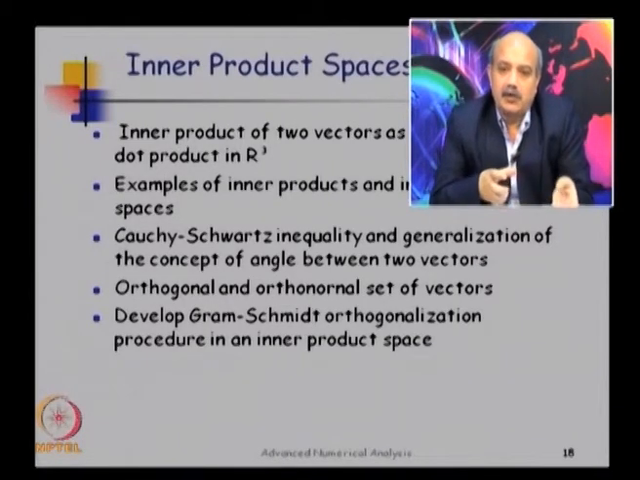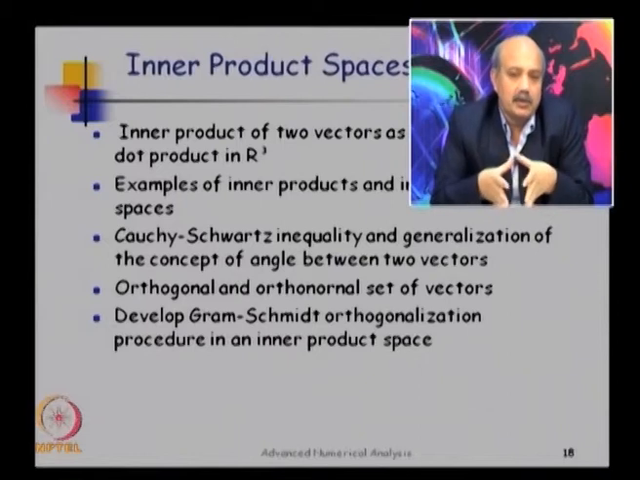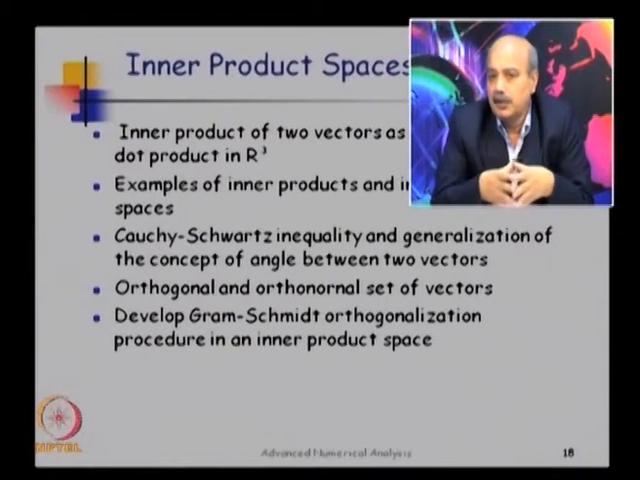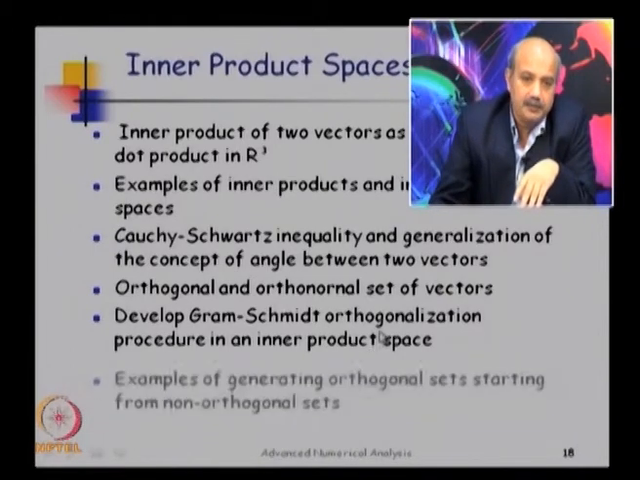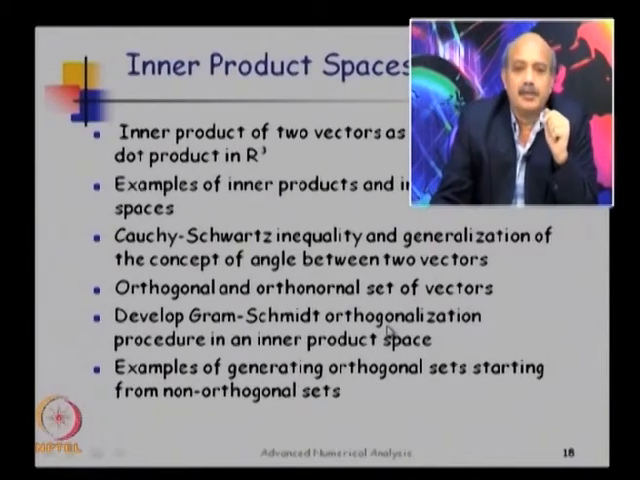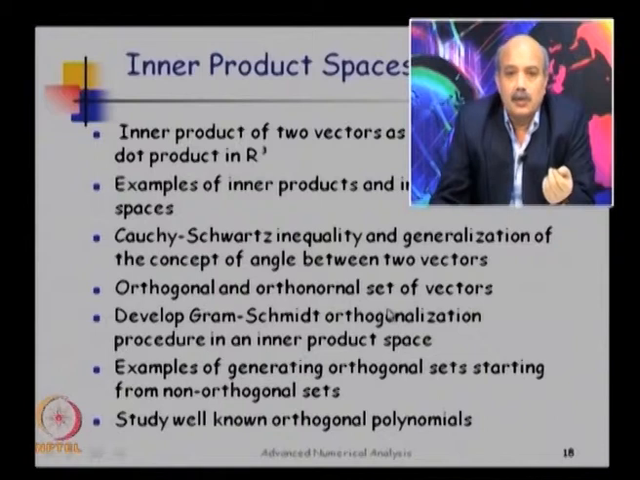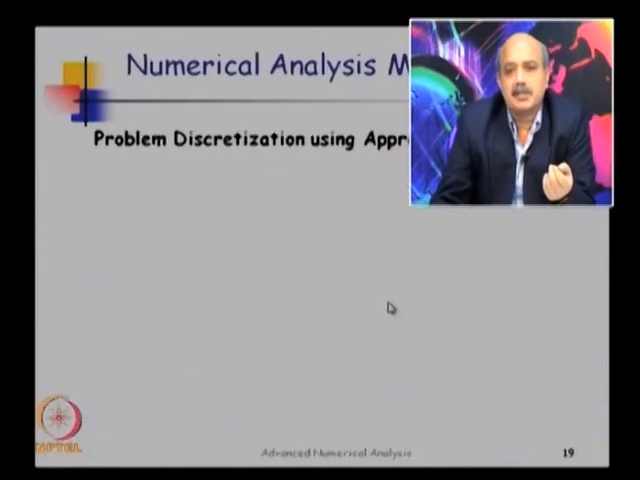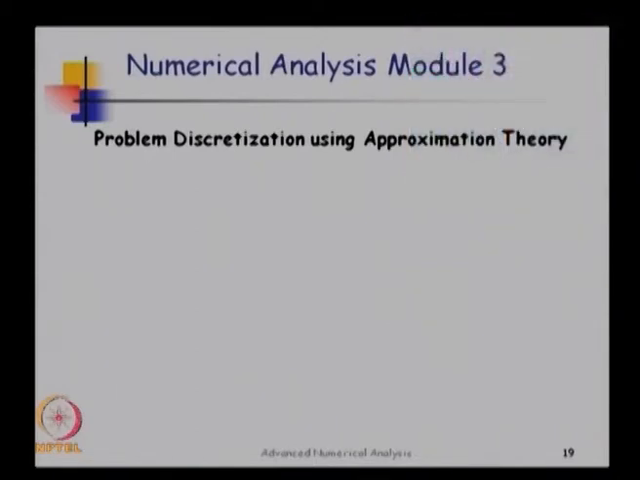So constructing an orthogonal set from a non-orthogonal set, this process is called Gram-Schmidt orthogonalization, and this we are going to study in a general inner product space. It will be very useful to get insight into how different orthogonal sets are developed, and then we will look at examples of generating orthogonal sets starting from non-orthogonal sets. So from inner product spaces we then move on to the third module. Now this is going to be a very important module in this course, I would say the heart of this course.